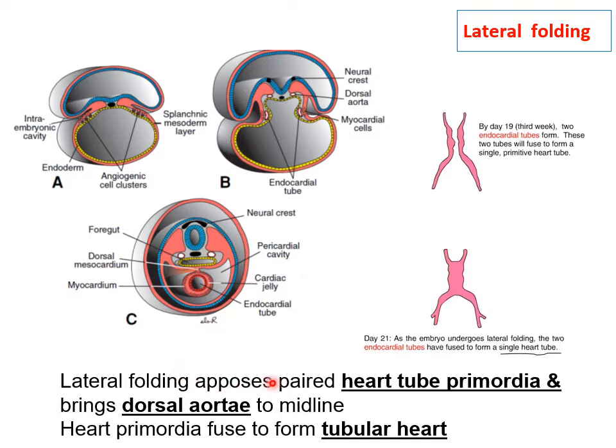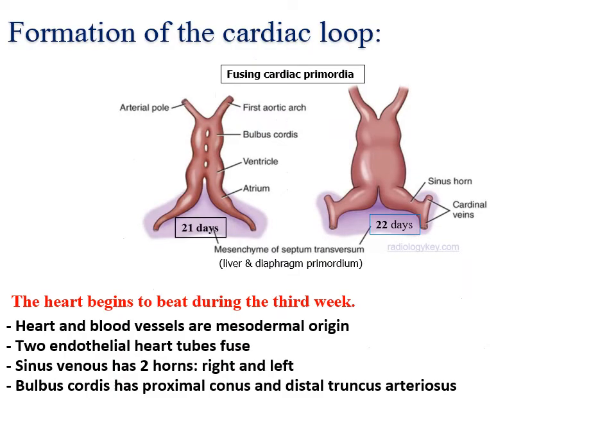So the lateral folding brings the paired heart tube primordia and the dorsal aorta to the middle. The heart primordia fuse to form the tubular heart, or heart tube, from which the heart will be differentiated into its different chambers and the great vessels. So please keep this cardiac loop in mind all the time.